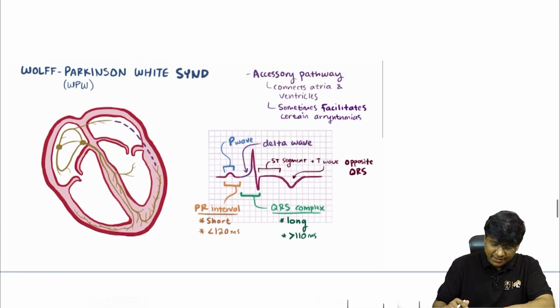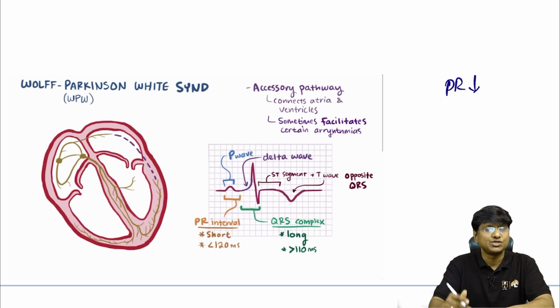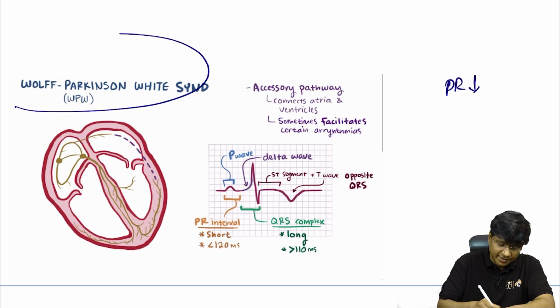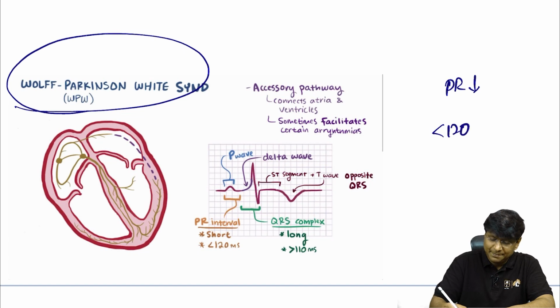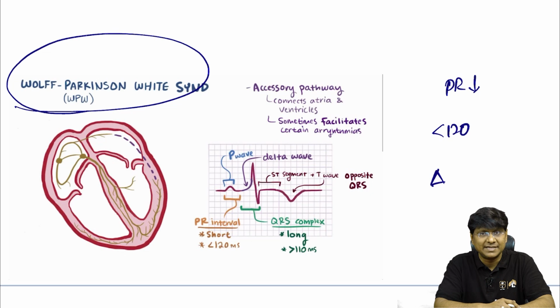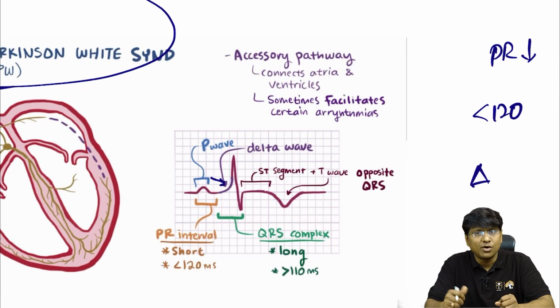Then followed by that, you need to be aware of the clinical conditions where the PR interval is shortened. The PR interval is shortened in patients with WPW syndrome. In WPW syndrome, which is also called Wolff-Parkinson-White syndrome, the PR interval will be less than 120 milliseconds and you have the presence of the delta wave. The delta wave is nothing but the slurring of the QRS complex. That is your delta wave.